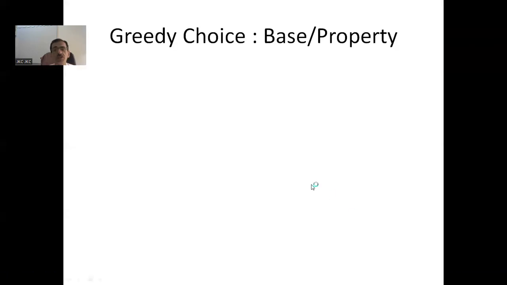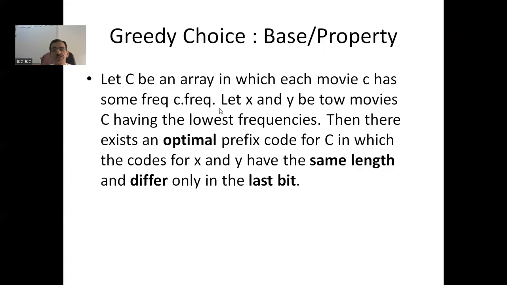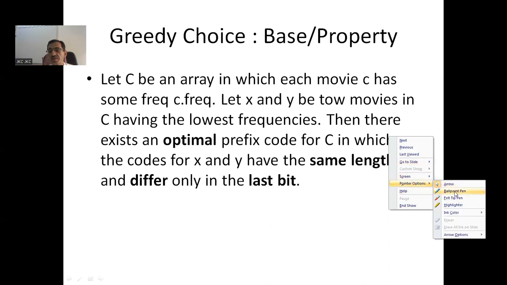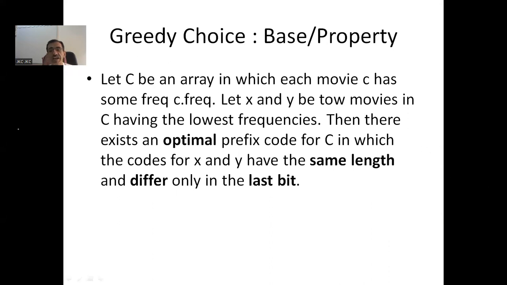So now, corresponding to this, what is the property of the greedy choice? The book has given this as: let C be an array in which each movie has a frequency, C dot frequency. And we said I'm going to choose x and y of the 2 lowest frequencies. And once you have the lowest frequencies, I will say they will be given an optimal prefix code such that they differ in only the last bit and their length is the same.